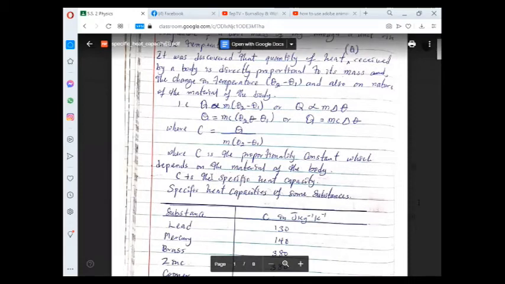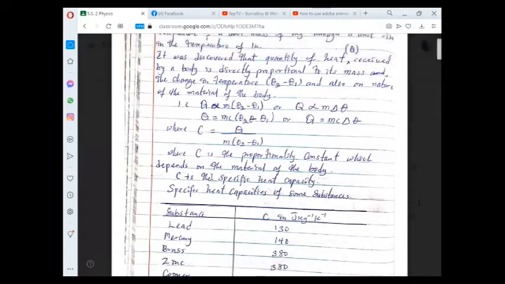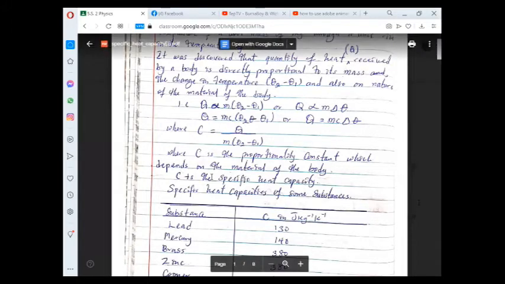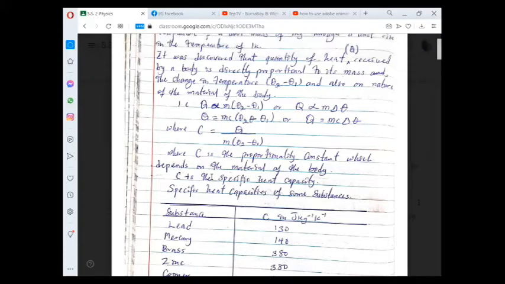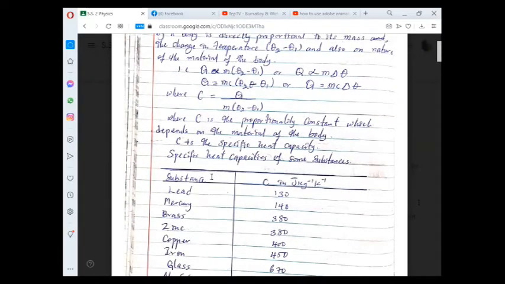Now we have C to be what? This is our C. Q equals MC (theta 2 minus theta 1), where C is the proportionality constant, which depends on the material of the body. That is definitely the specific heat capacity of that particular body you are talking about. So, going back to this, let's continue.